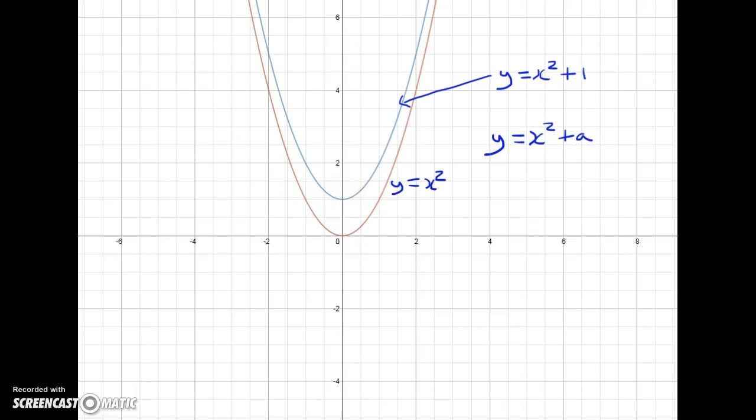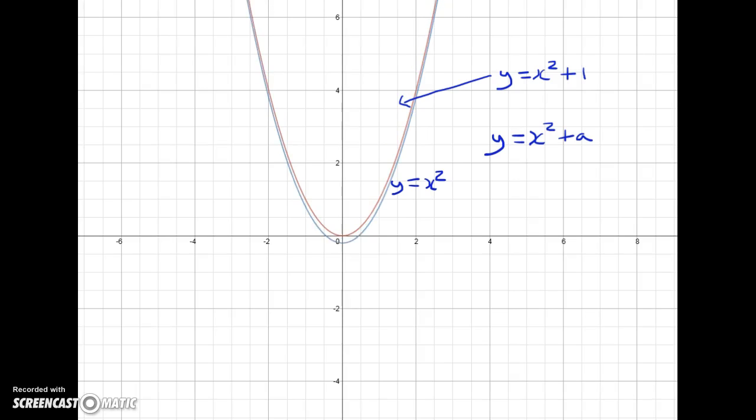Now what I'm going to do, I'm going to vary a, and we're going to see what happens. So I'm going to add 2, it shifts up 2 from my original y equals x squared. Add 3, shifts up 3. Add 4, shifts up 4. What happens when it's negative, or what happens when it's 0? When it's 0, the graphs just coincide.